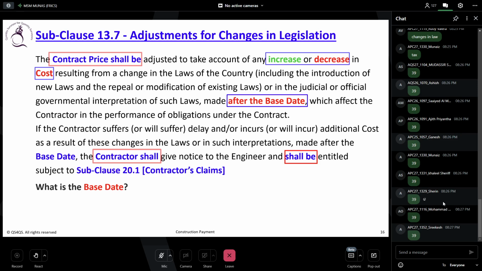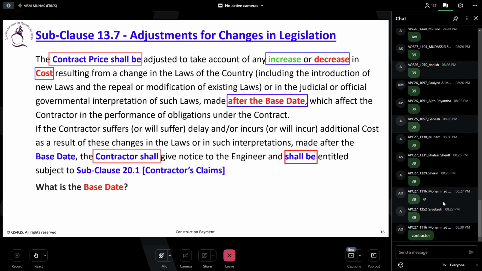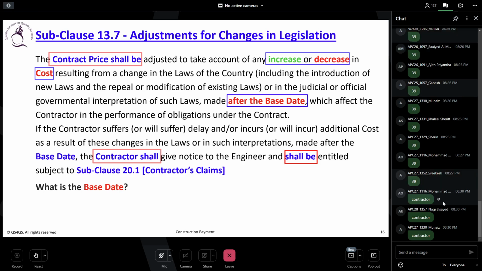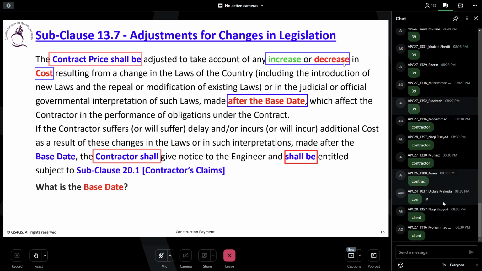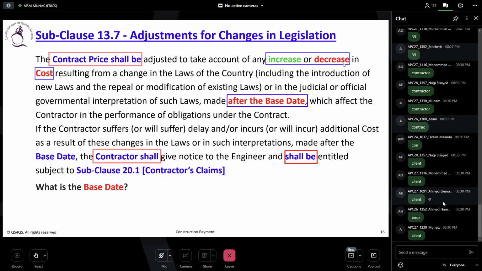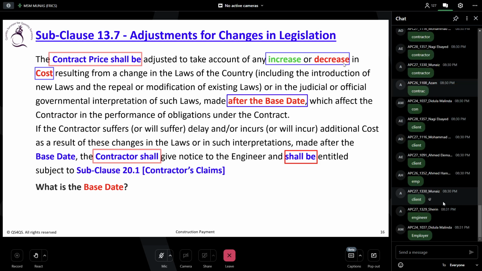Why? Let's see. You say the contract price shall be adjusted to take account of any increase or decrease, right? Now, who is very interested if the cost increases, to claim the money? Who is interested? Contractor, isn't it? He needs to get the money because otherwise he will lose the profit. Now, what about decrease? Who is interested when the contract price decreases? Employer, definitely.